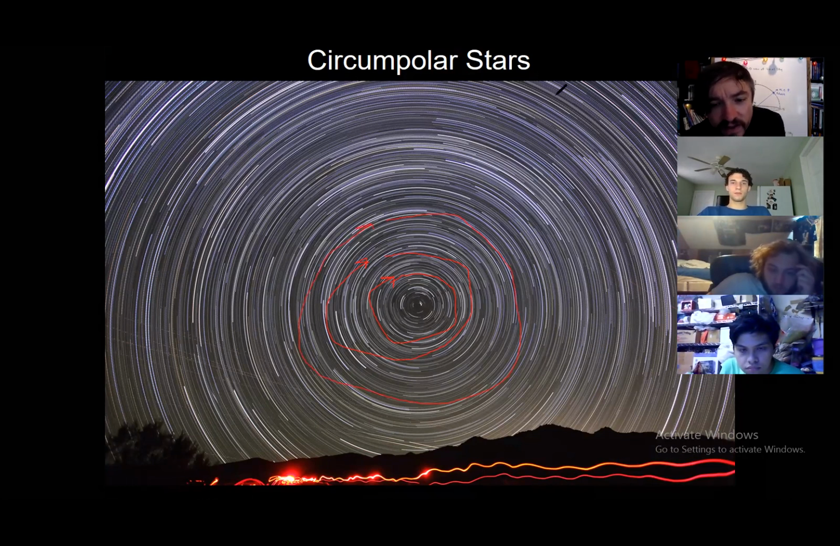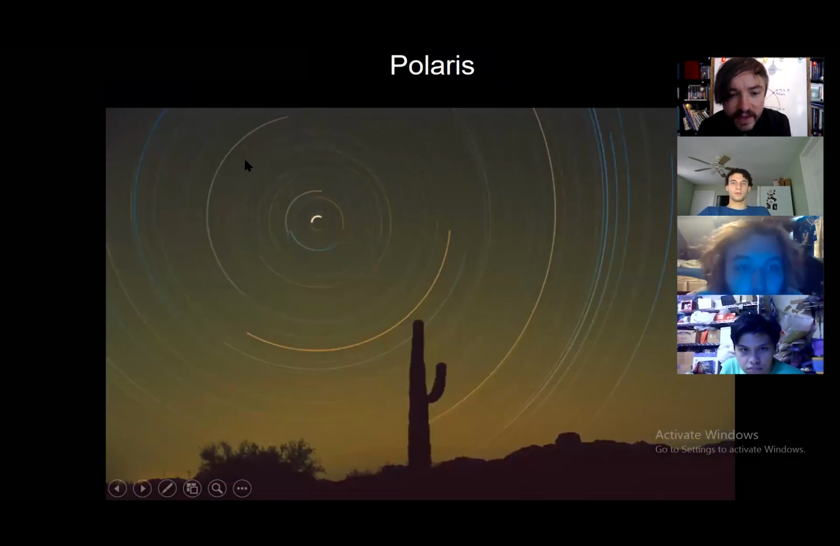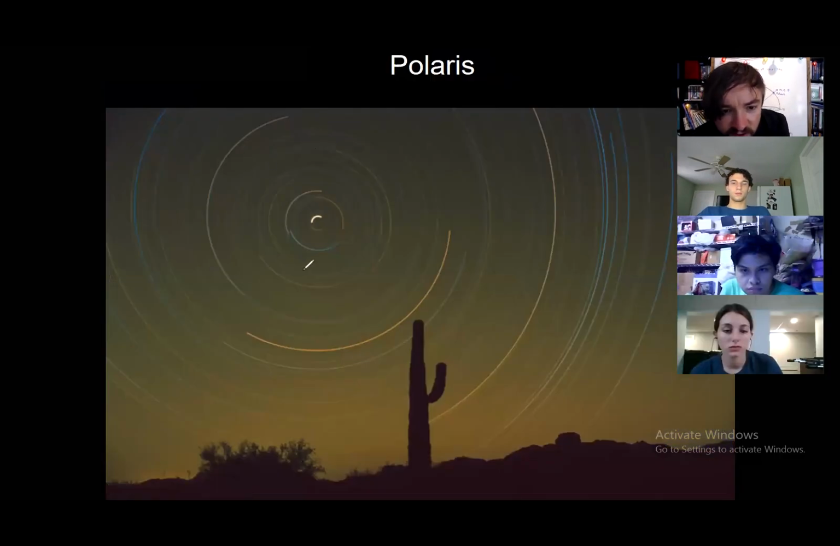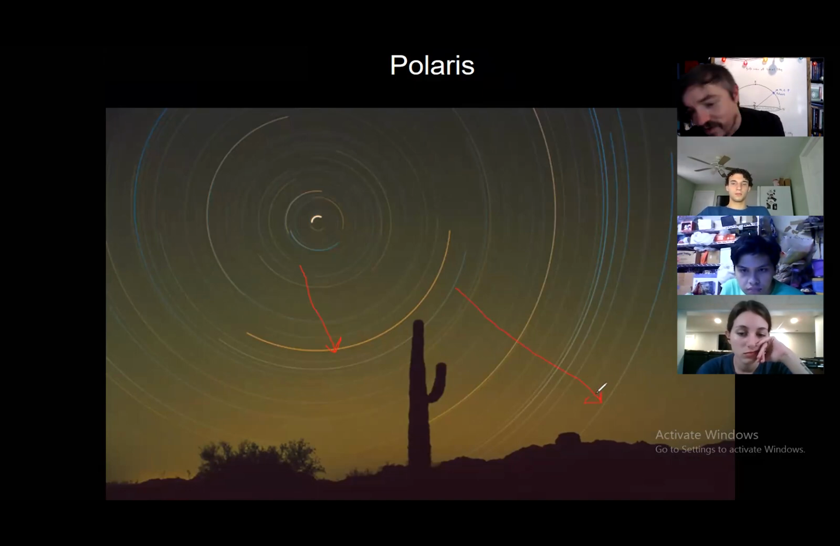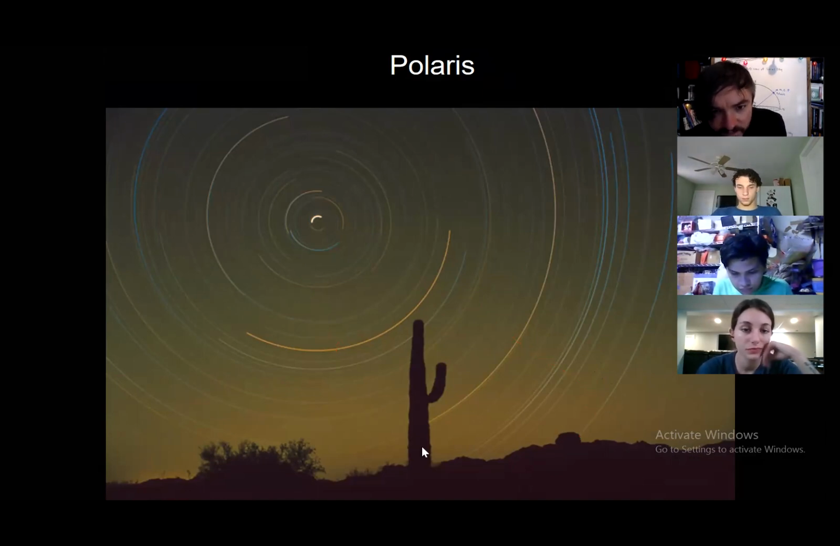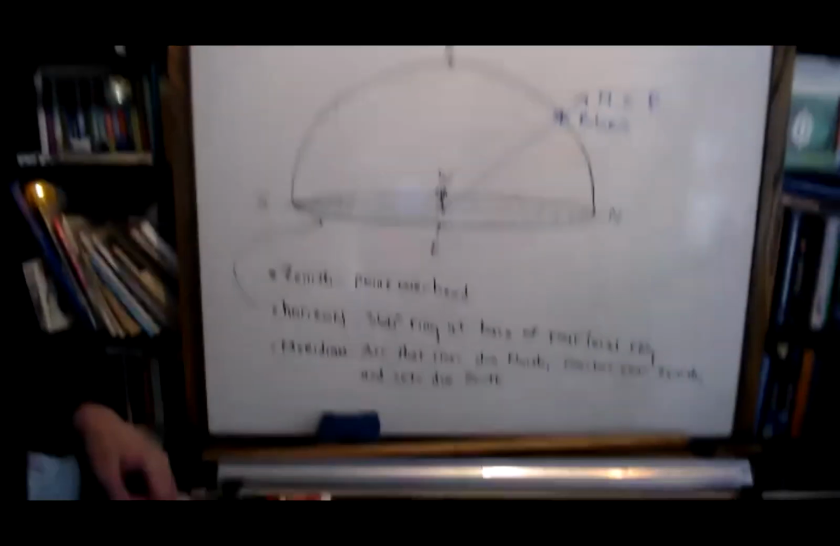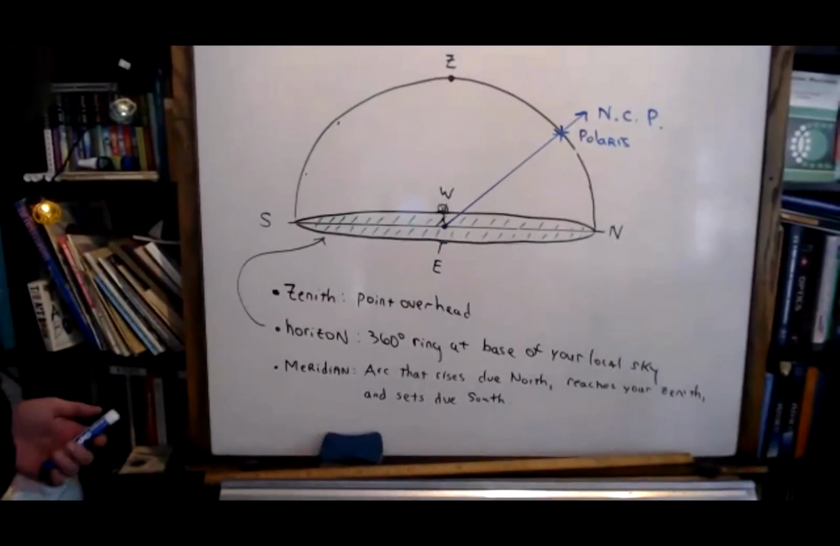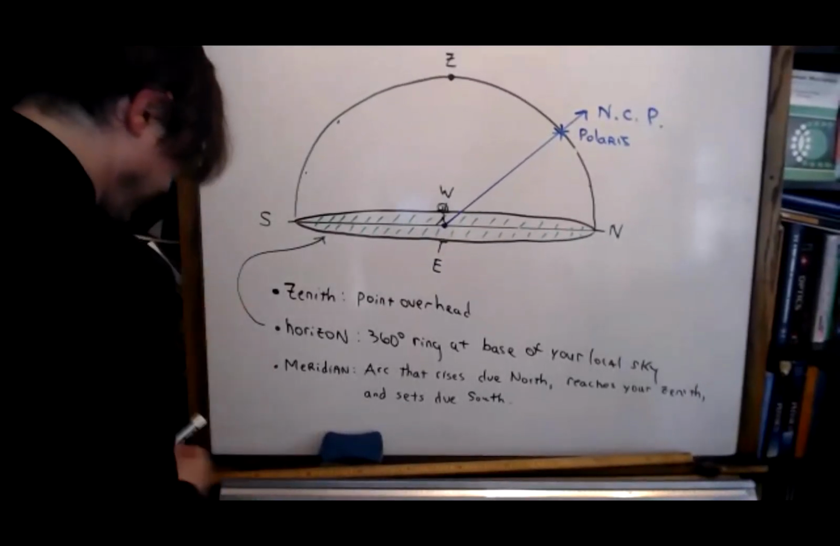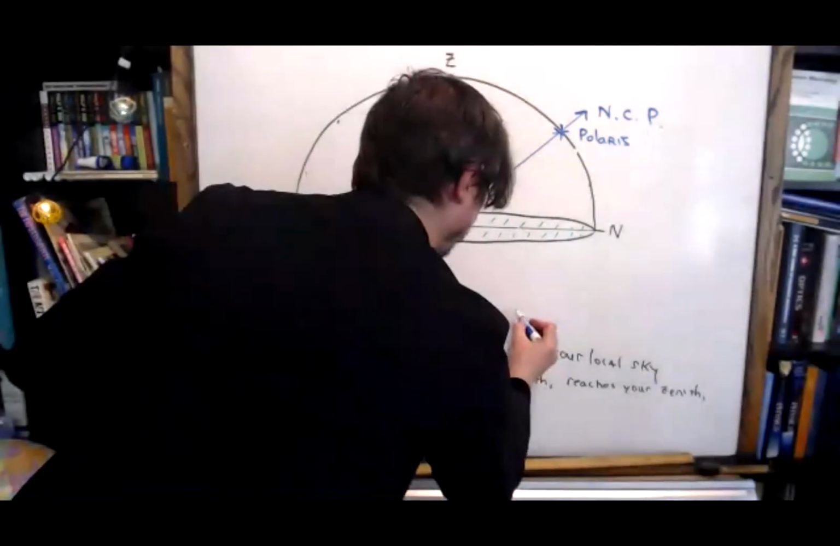Not every star in this picture is circumpolar. This picture looks cool, but let's go back here. For example, this star here is circumpolar because it does not go below your horizon. This star here is not circumpolar because it will set below your horizon, okay? So circumpolar stars never rise or set. Back to our drawing. The north celestial pole is a fundamental point on our local sky. I'm going to put it over here.